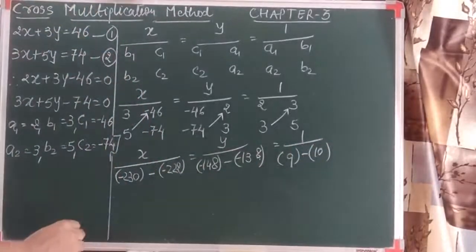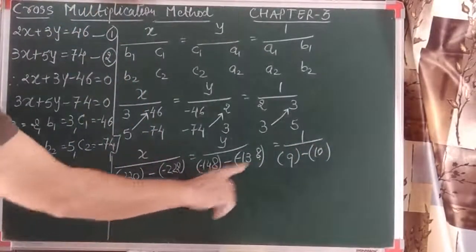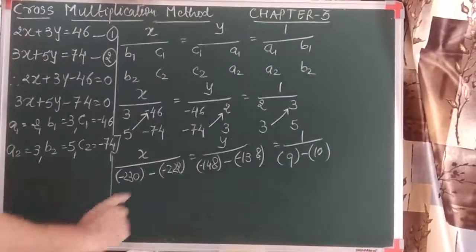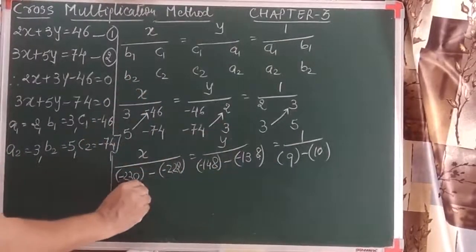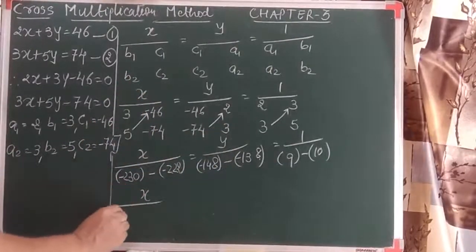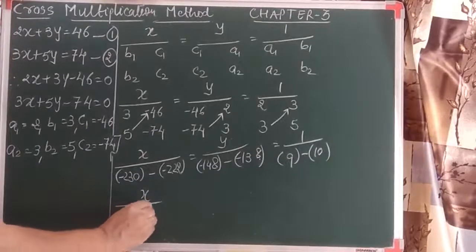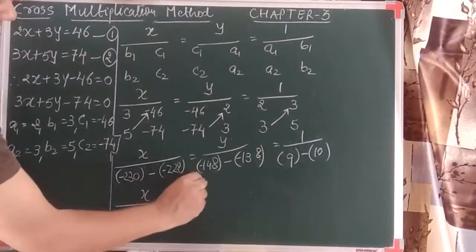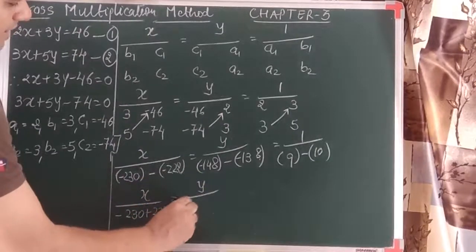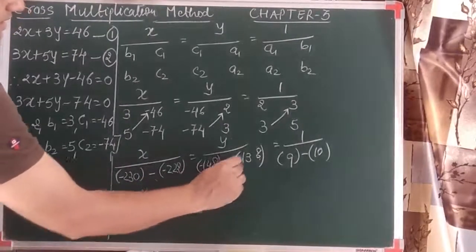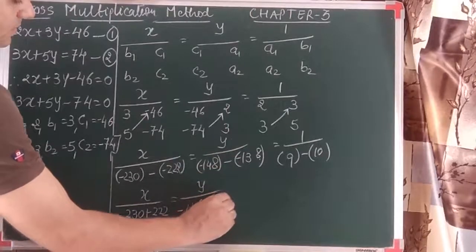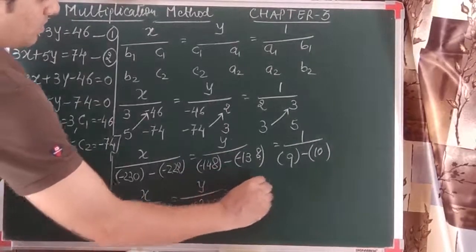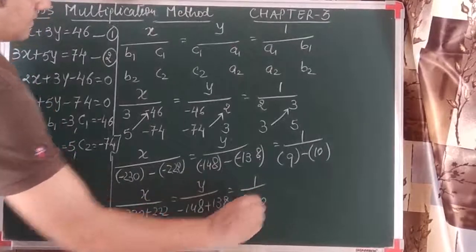Let us do the addition subtraction. Remember friends, must do this step. आपको लगेगा कि ये तो easy है, but must do this step. Minus 230 plus 222. It's minus minus plus. Y upon minus 148, again minus minus 138. And 1 upon 9 minus 10.